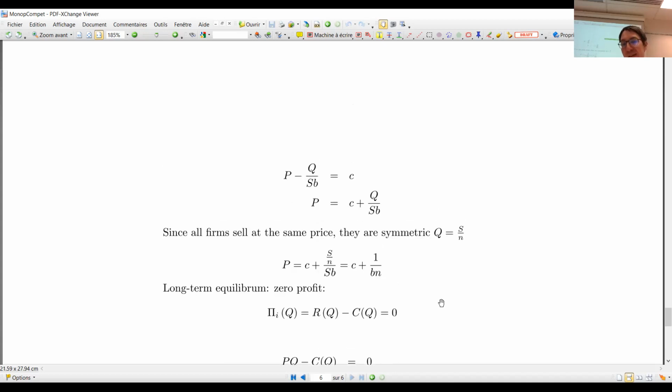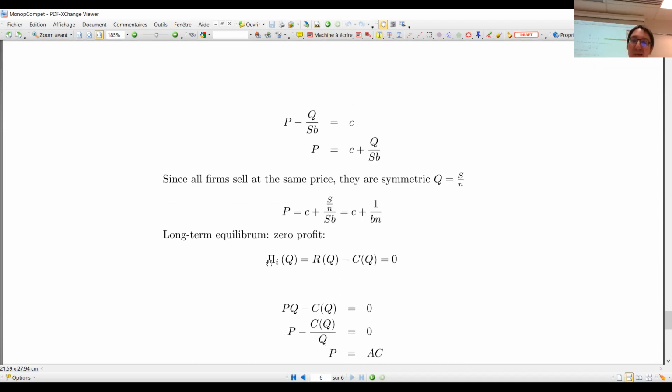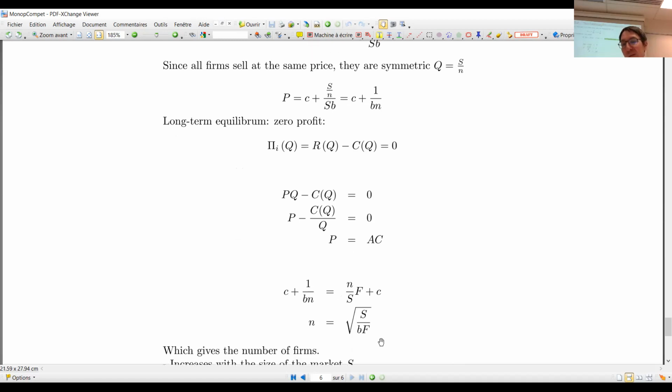So you have essentially 3 conditions. One is that price equals marginal cost. The second is that average cost equals price. That's the long-term equilibrium. You get zero profits, and this is the expression you get for the number of firms on the market.